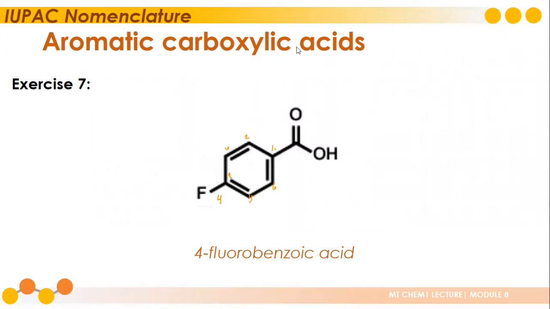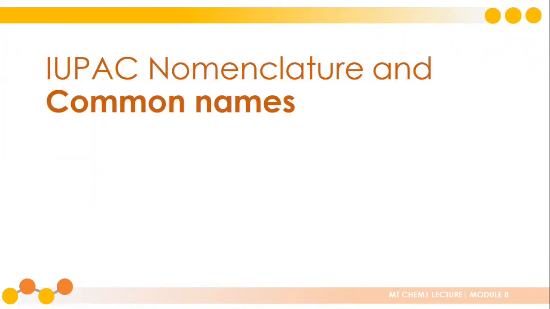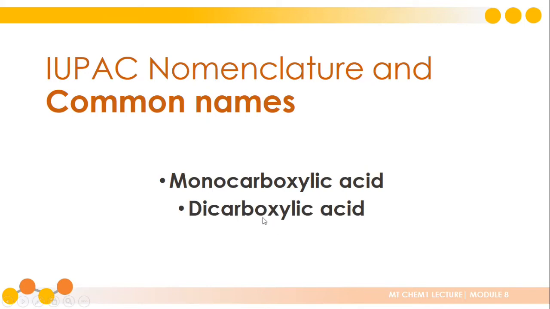Hopefully you're following through. We're now done with the IUPAC names of monocarboxylic acids, dicarboxylic acids, and aromatic carboxylic acids. Let's now proceed with the common names. For the common names, we'll just be discussing the monocarboxylic acids and the common names for the dicarboxylic acids.